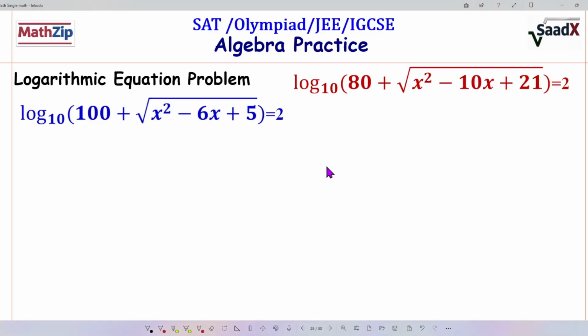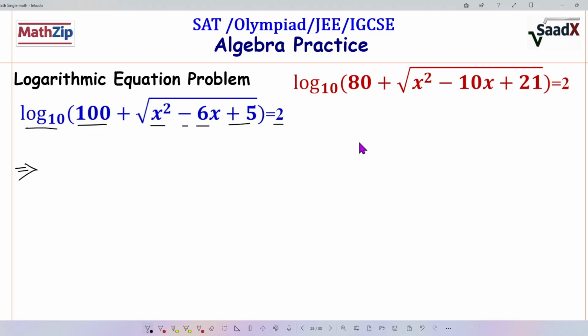Welcome to SATX. For algebraic practice, today we are going to solve a logarithmic equation problem. Let's start. Log base 10 of (100 plus root over x square minus 6x plus 5) equals 2.